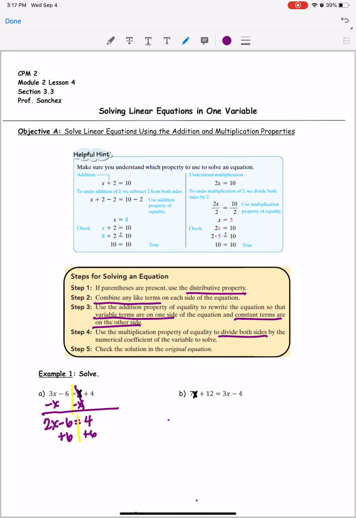So negative 6 plus 6 cancels out, that's 0. So I'm left with 2x equals 4 plus 6, which is 10. And now we need to divide both sides. Now that I have my variable on one side and my constant on the other, divide both sides. The opposite of 2 times x is to divide. 2 divided by 2 is 1. 1x is the same as just x. And so we get x equals 5.